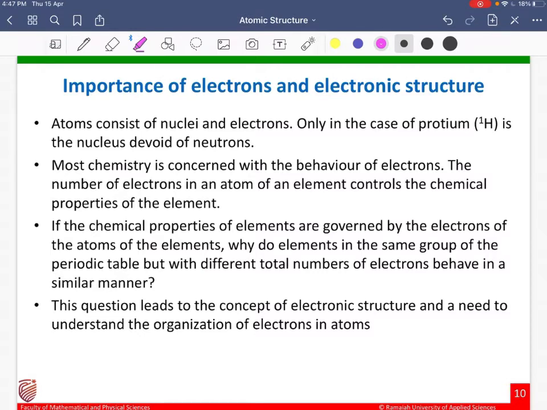If the chemical properties of elements are governed by the electrons of the atoms of the element, why do elements in the same group of the periodic table but with different total numbers of electrons behave in a similar manner? This question leads to the concept of electronic structure and a need to understand the organization of electrons in atoms.